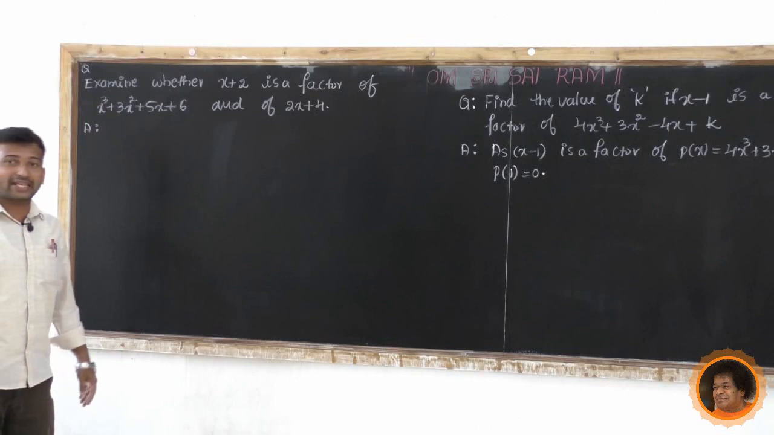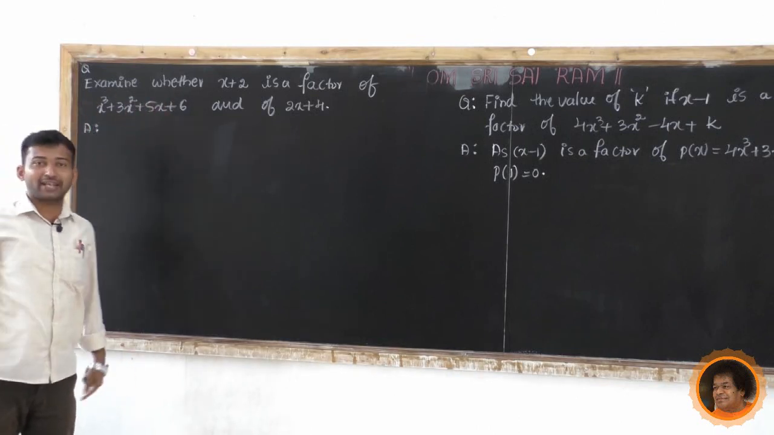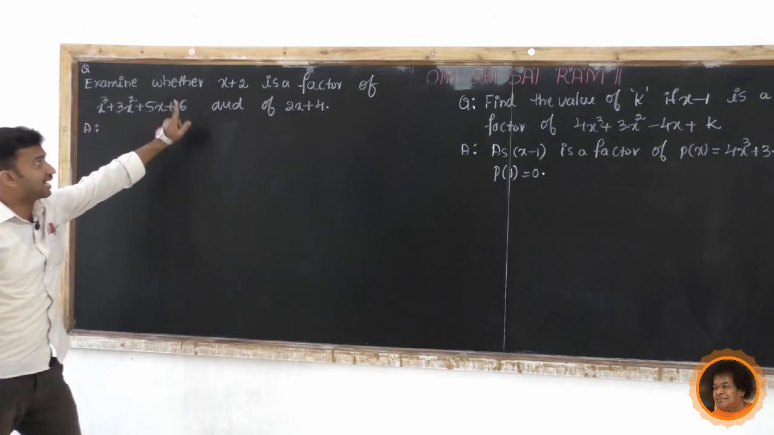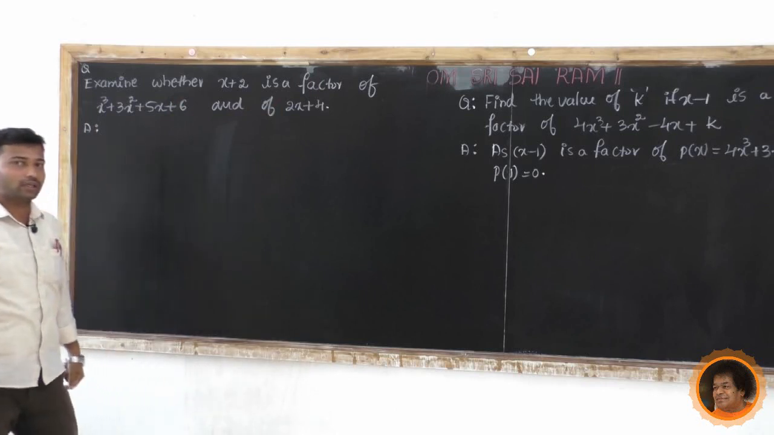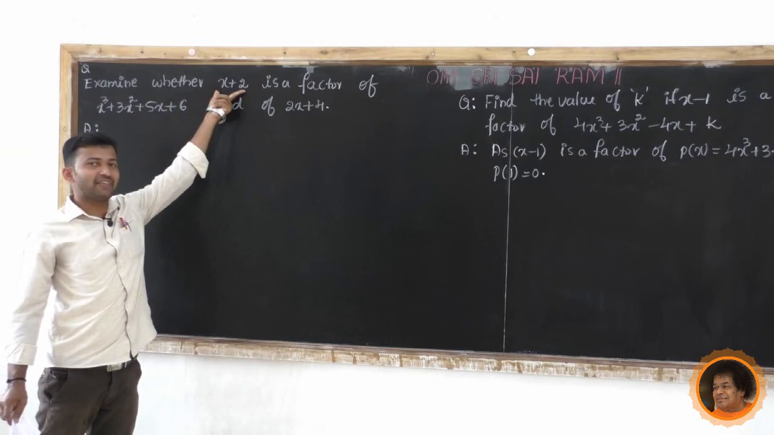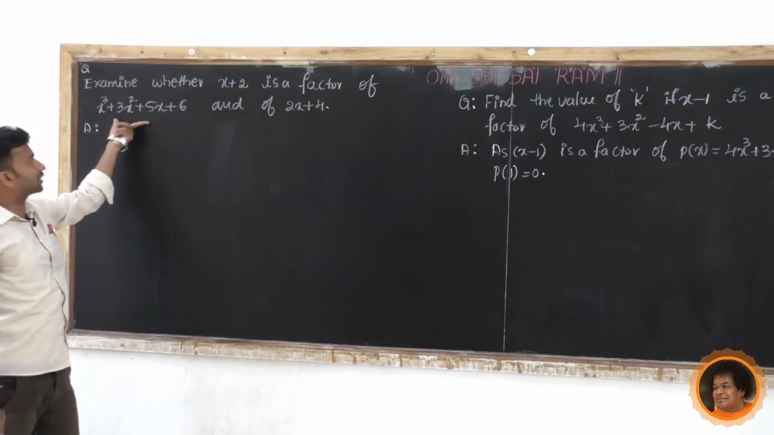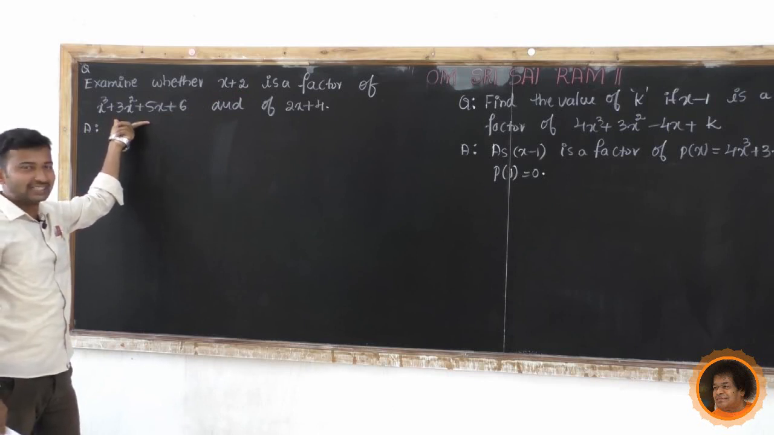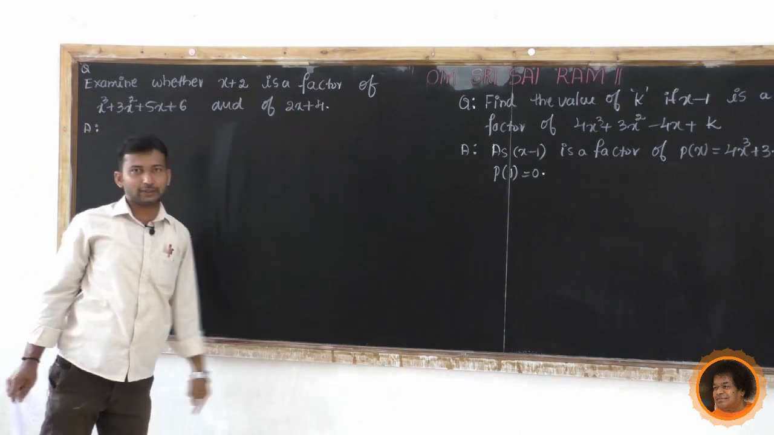Consider an example problem. Examine whether x plus 2 is a factor of x cubed plus 3x squared plus 5x plus 6 and of 2x plus 4. In this problem, x plus 2 is the divisor, and x cubed plus 3x squared plus 5x plus 6 is a dividend, and 2x plus 4 is also a dividend.